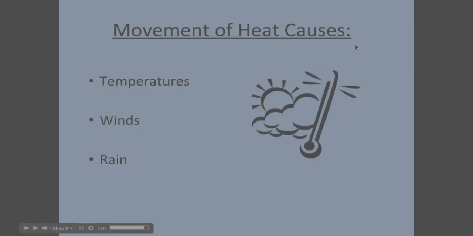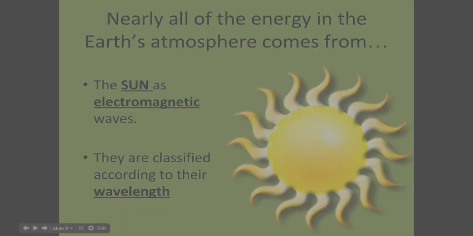Heat is a major factor of weather. The movement of heat causes our temperatures to change. It's responsible for our winds and rain. Nearly all of the energy in the Earth's atmosphere comes from the sun as electromagnetic waves. We classify these waves according to their wavelength.